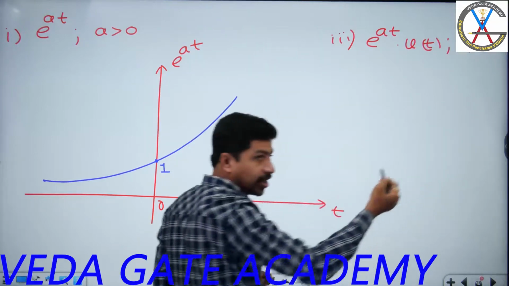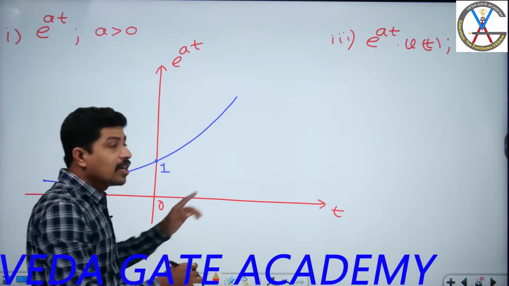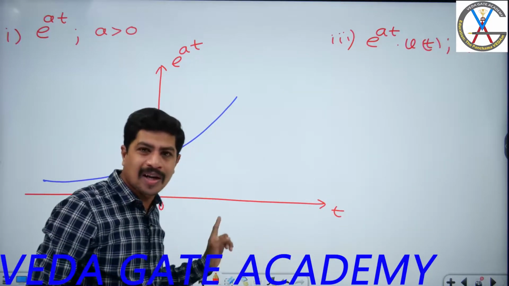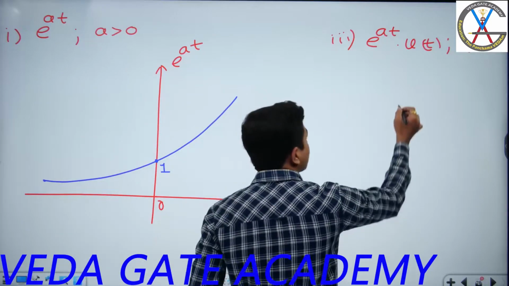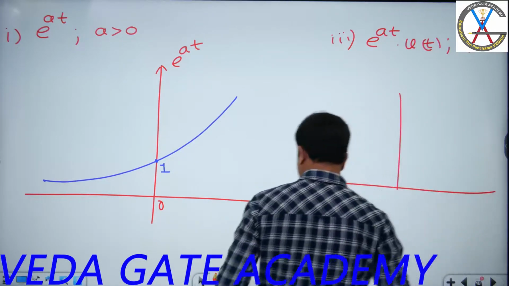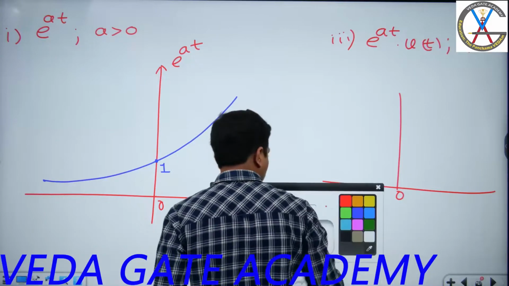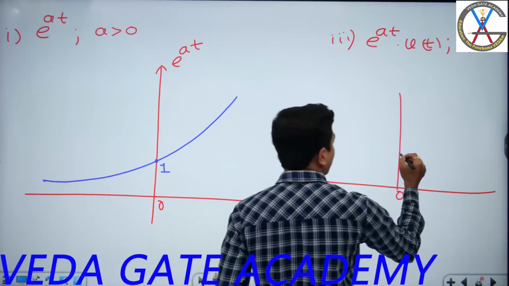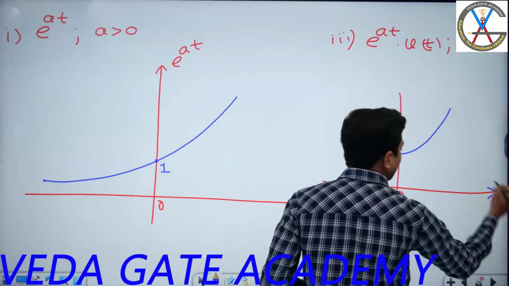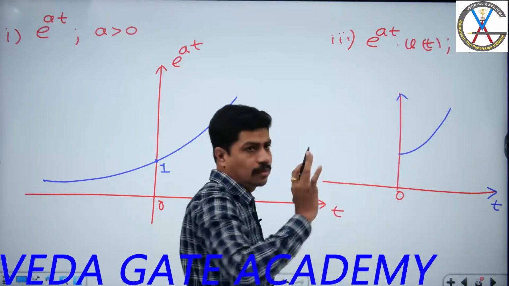e power at for a greater than 0 is this one. If I multiply with u of t, what am I going to get? Only the right side. Very simple. Only the right side you are going to get. This is t equal to 0. I'm going to get it like this. You might not have seen this one in BTech.